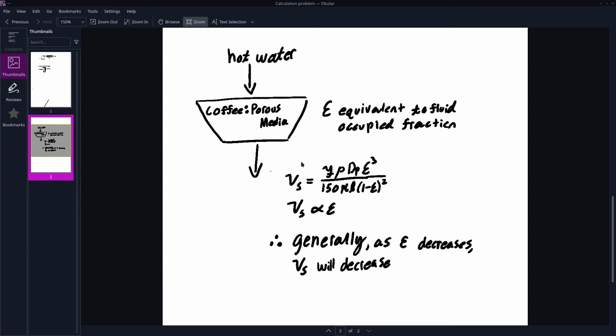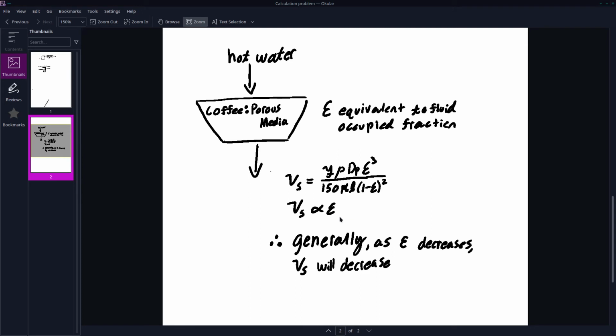And assuming this is laminar, we can relate that to the strength of your coffee by looking at the velocity, which will have bearing on the residence time of the water in contact with the coffee. So assuming that this is laminar, coming from the laminar portion of the Ergun equation, you can rearrange that to find a relationship for the superficial velocity. And then you can see a relationship of that superficial velocity to the void fraction.